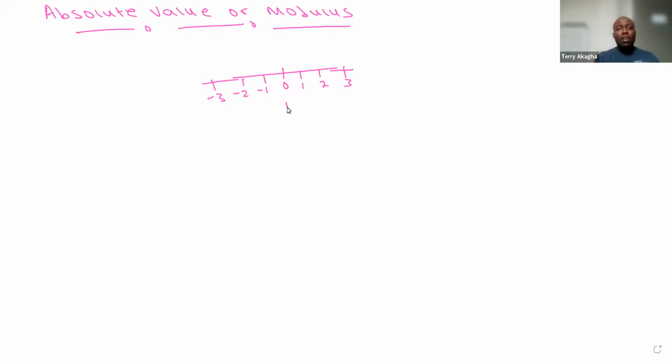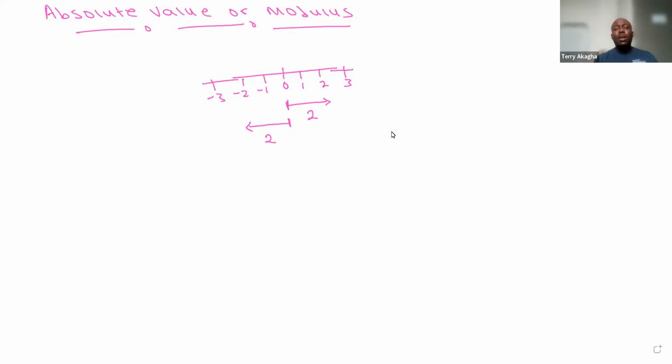So if this is 0, all the way to 2 here, the absolute value, the distance, is 2. From 0 to this one, it's also 2. Is that making sense? You can see that irrespective of the direction you go, it's always going to be positive. Usually the absolute value of a number is denoted by placing the number between two vertical lines.